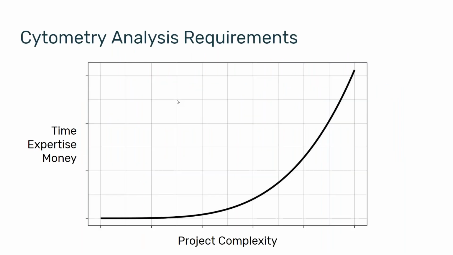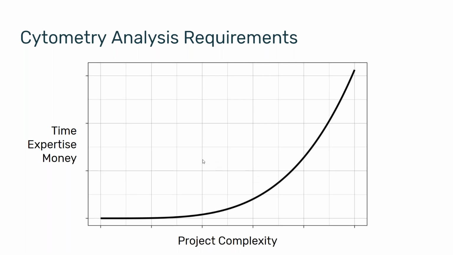And the motivation for Astrolabe is this idea that as your flow cytometry data becomes more complex, the analysis cost becomes exponentially higher. And to clarify, by cost, I mean any kind of resources that go into analyzing your data, whether it's time, whether it's the kind of bioinformatics expertise you need, and of course, money as well.